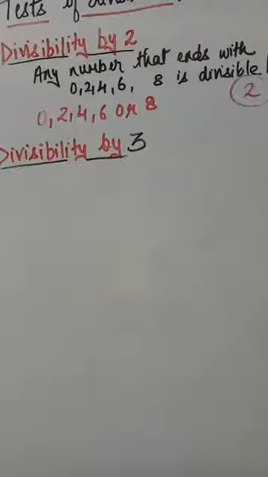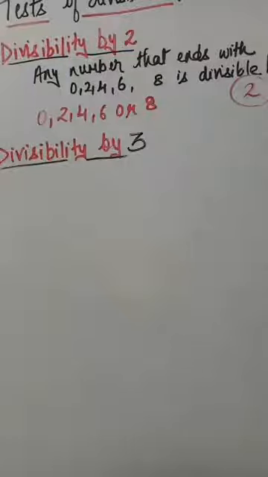The numbers that end with 0, 2, 4, 6 or 8 are also called even numbers. What are they called? They are called even numbers. All even numbers are divisible by 2. Any number that ends with 0, 2, 4, 6 or 8 is divisible by 2.